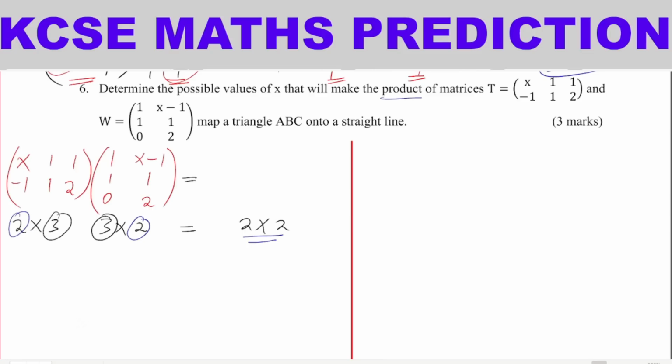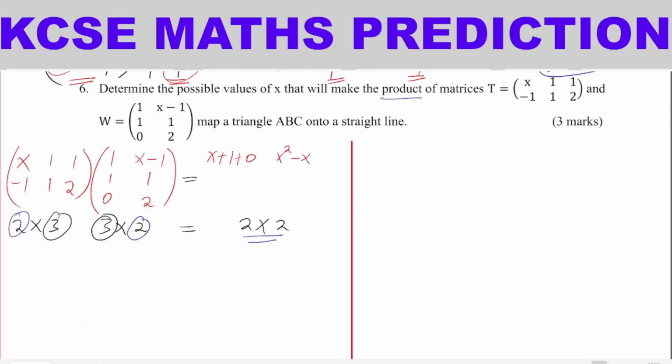Now, once you've done that, let us multiply. The first row, row 1, multiplied by column 1: this is x times 1, that will be x, then plus 1 times 1, that is 1, then 1 times 0, that will be plus 0. Now we go to row 1, column 2. So x times x minus 1 will give x squared minus x, x squared minus x.